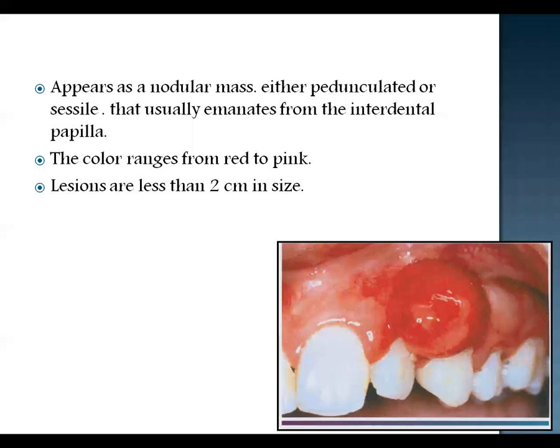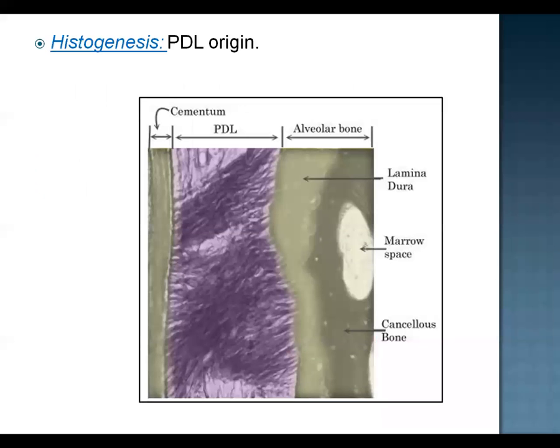So it appears as a nodular mass, either pedunculated or sessile, that usually emanates from the interdental papilla. The color ranges from red to pink, and the lesions are less than 2 centimeters in size.